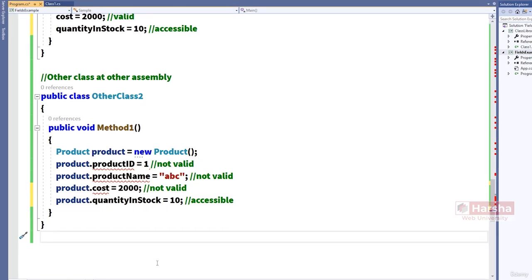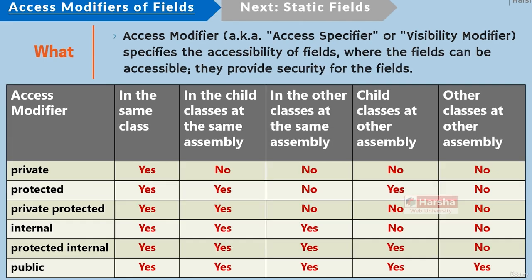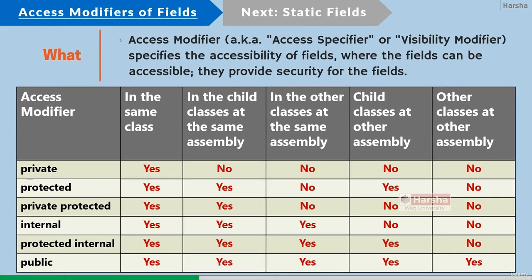So these are the available access modifiers. In fact, the same access modifiers are applicable for other types of members of the class, that is method, property, event, etc. So overall, summarizing: private is accessible in the same class only, protected is accessible in the same class and the child classes only, private protected is accessible in the same class and the child class of the same assembly, an internal member is accessible in the same assembly only but not in other assemblies, a protected internal member is accessible in the same assembly and also in the child class of other assemblies, and a public member is accessible always in all the locations. This is the understanding of access modifiers of fields.